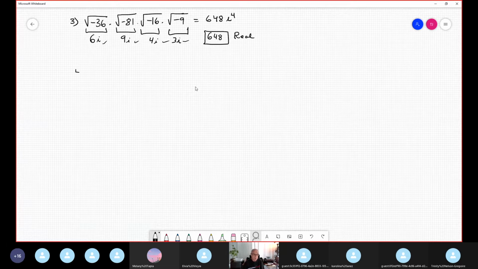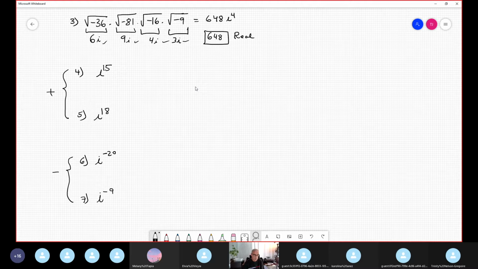Right. Number 4. Practice now, 4, 5, 6, and 7 are powers of i. i to the 15, i to the 18, i to the 6, i to the negative 20, and 7 is i to the negative 9. So 2 using positive exponents and 2 using negative exponents. Okay, but I don't care.